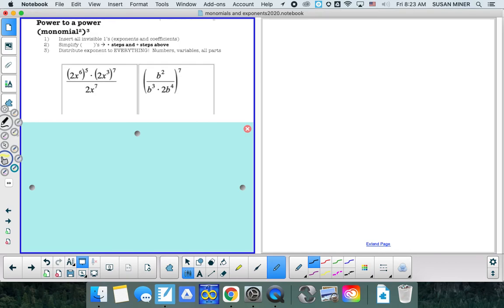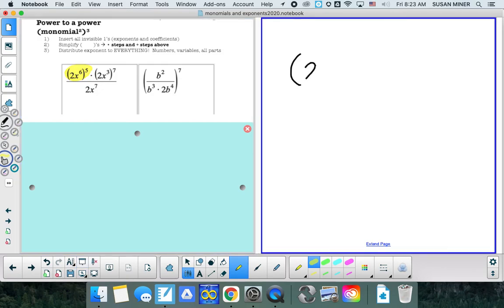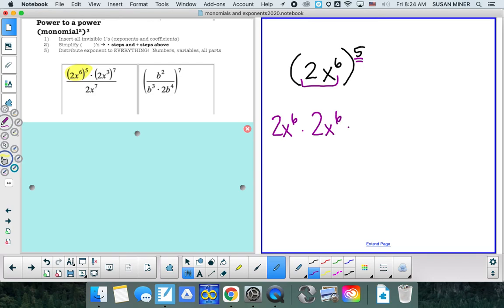Let's just for a minute take a look at just the very first part of this problem. Let's just take a look at that problem there. 2x to the 6th raised to the 5th. Now remember, what I'm really doing is I'm taking everything inside of this parentheses and timesing it by itself 5 times, right? 2x to the 6th, 2x to the 6th, 2x to the 6th, 2x to the 6th, 2x to the 6th. Okay, so that's what's happening there.